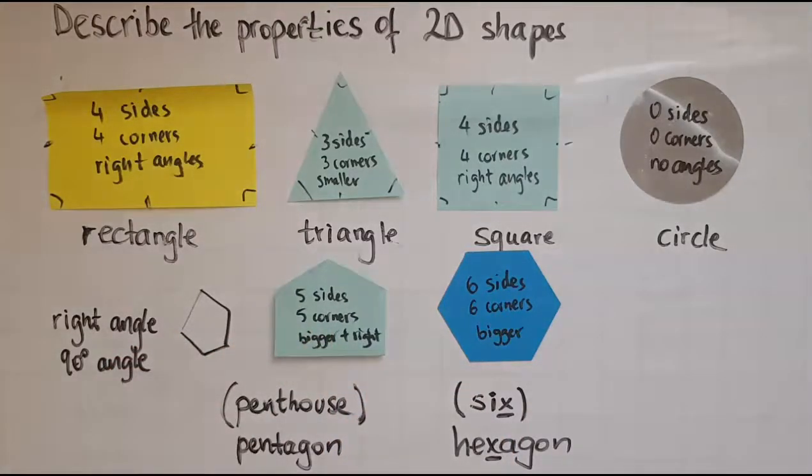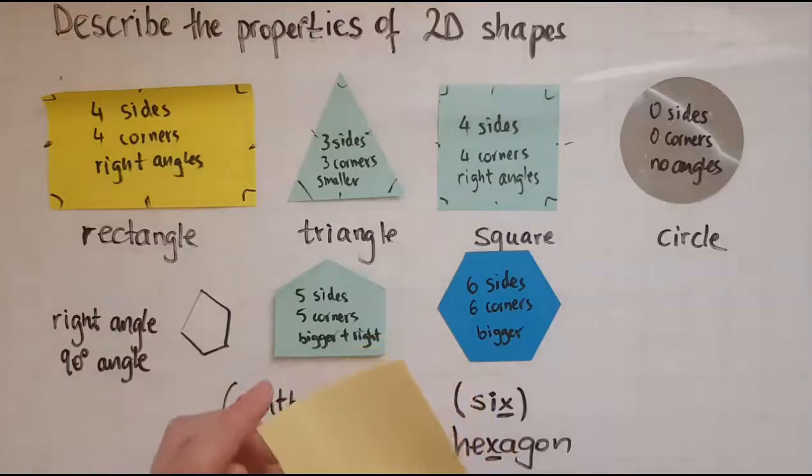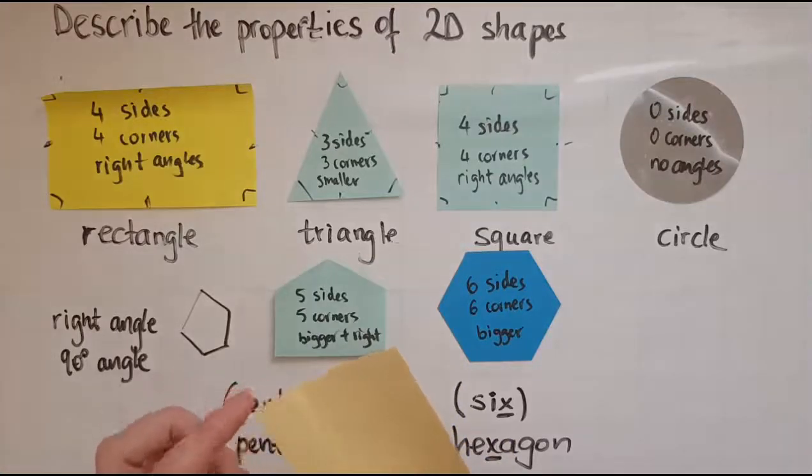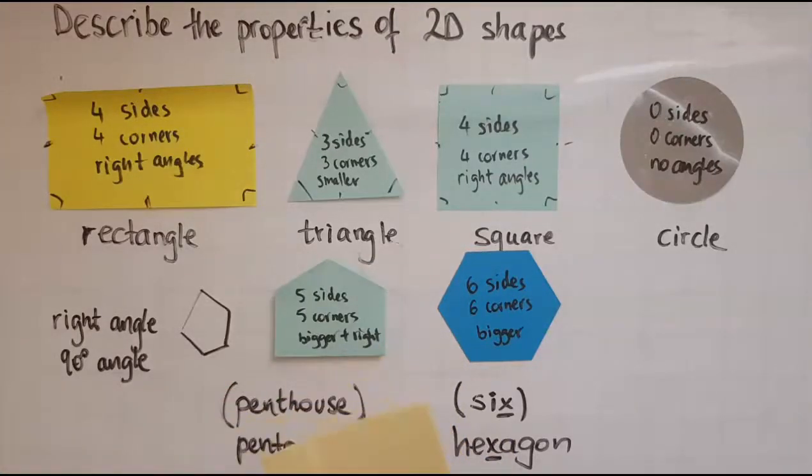So knowing what the right angle looks like helps you identify what type of angles these shapes have. Do they have right angles? Are they smaller? Are they bigger? So again, a right angle is an angle that looks like this, like the corners on a piece of paper, or like the corners in a room. So we've looked at the properties of 2D shapes.